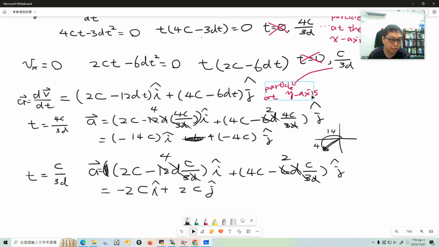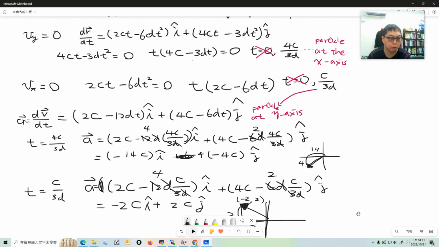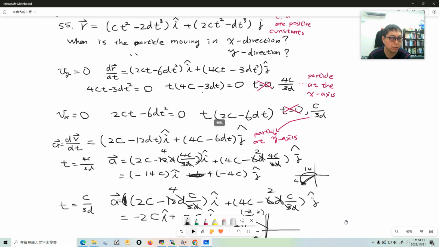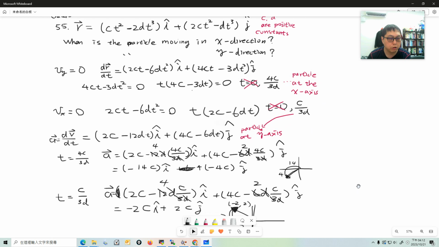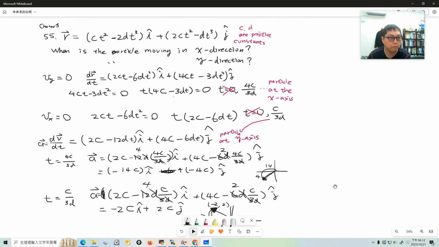It's at the y-axis, but its direction is not along the y-axis. Let me draw a simple picture. It's minus 2, 2, so its acceleration direction is here. At this time it's at the y-axis, but it's moving in this direction, not along the y-axis. So that's why I think the answer is not 100% correct, and I think the problem is not asking the right question. Okay, so this is my view on this 3.55.